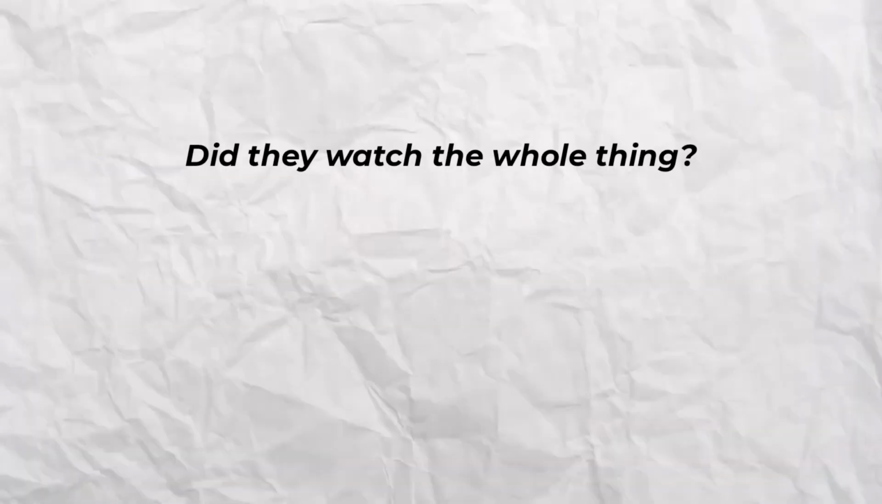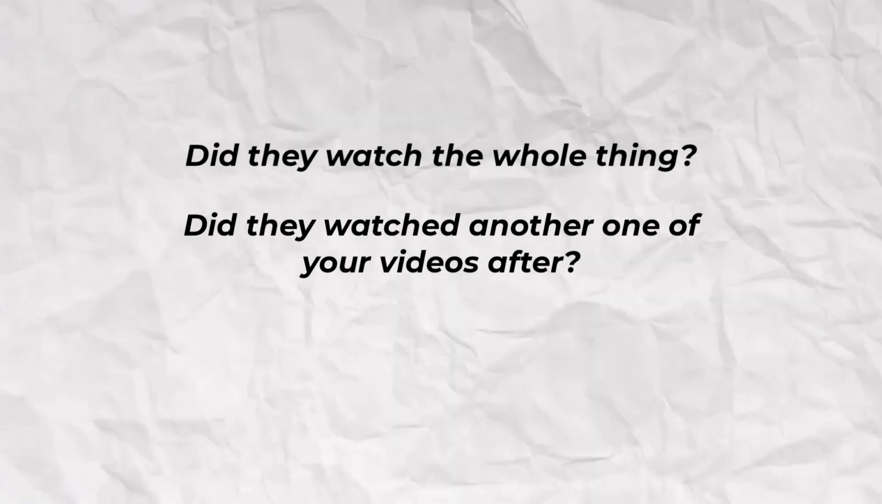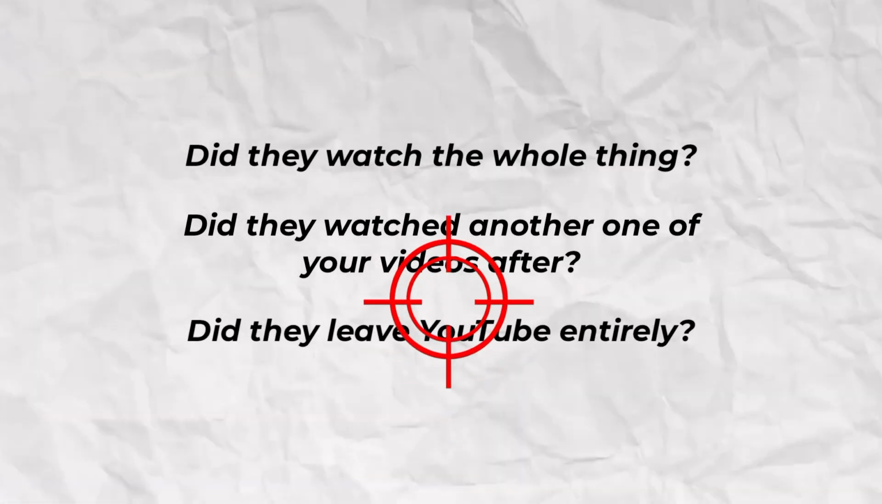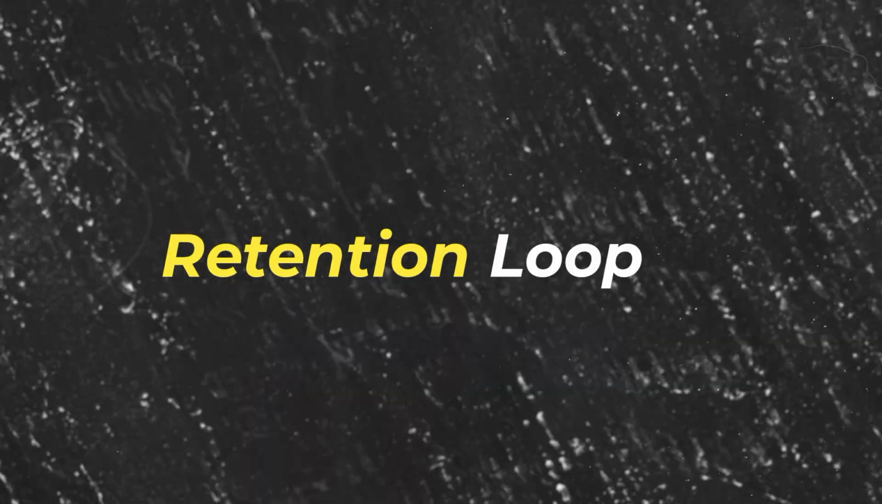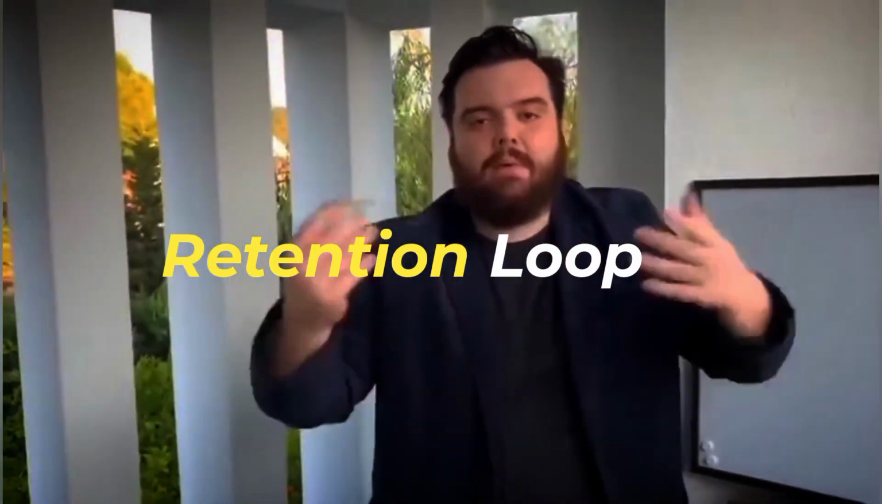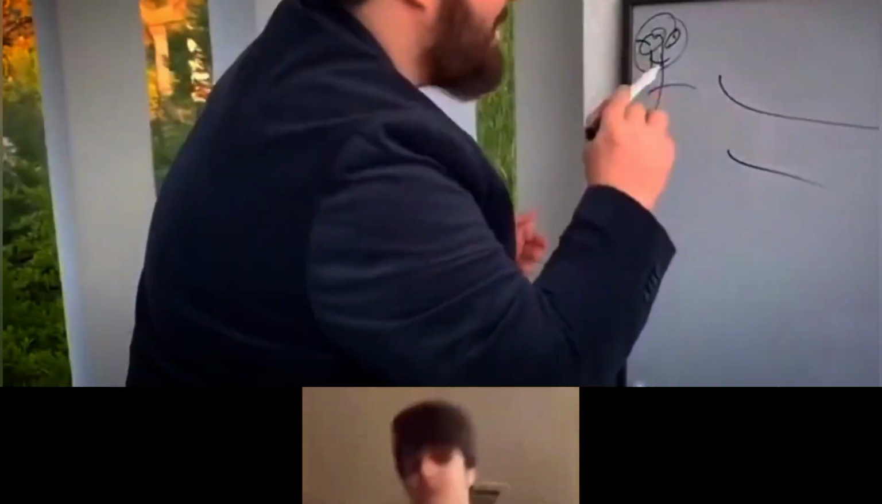Did they watch the whole thing? Did they watch another one of your videos after? Did they leave YouTube entirely? All of that gets tracked. What actually works now is something called a retention loop. You hook them in the first 30 seconds. You keep delivering value throughout, and you end in a way that makes them want to watch another video.